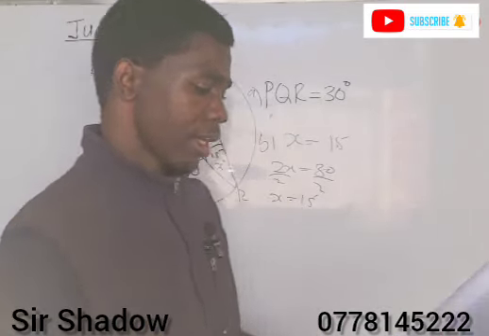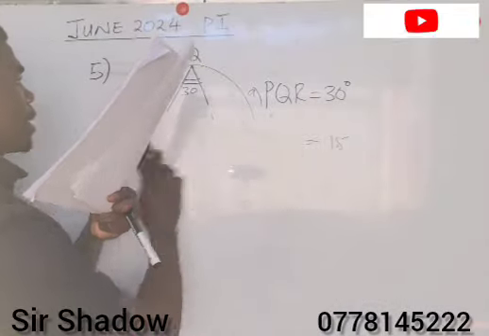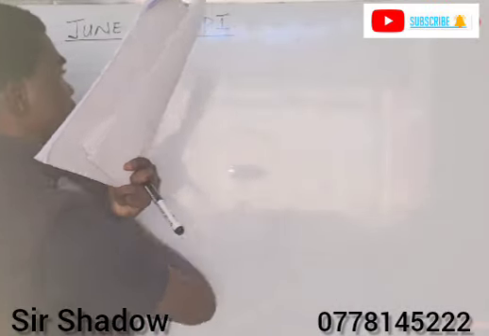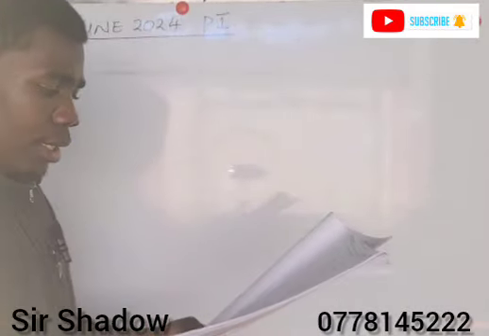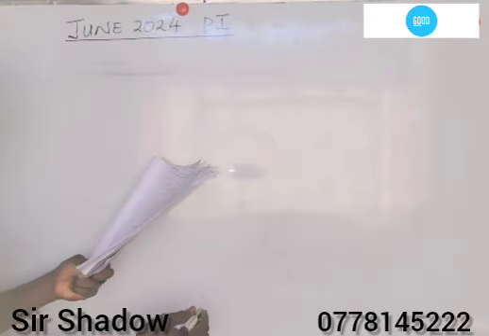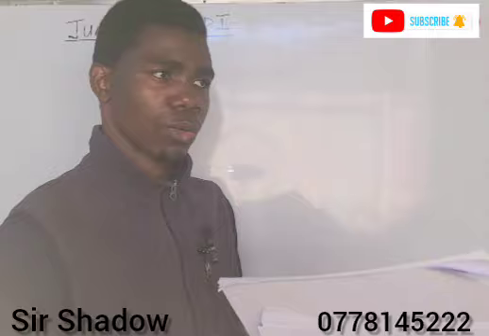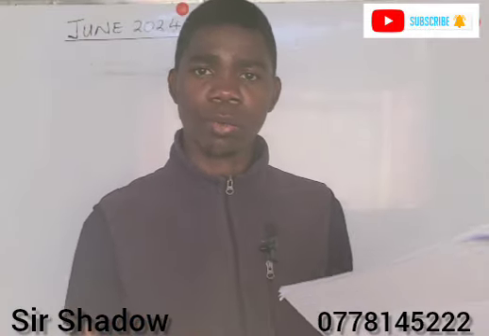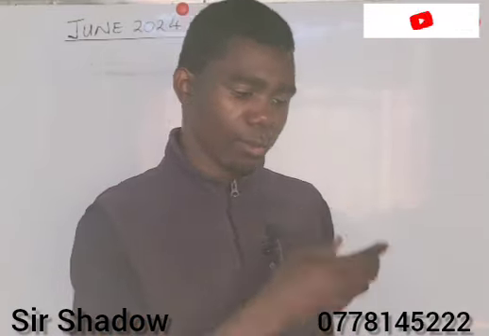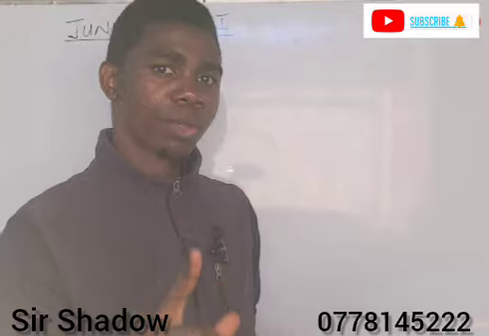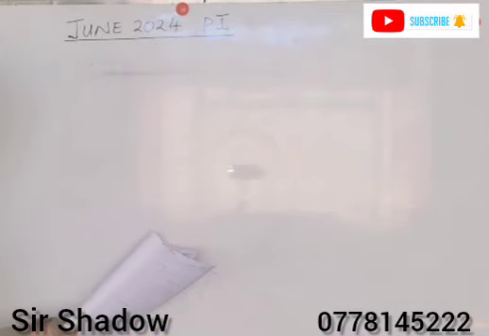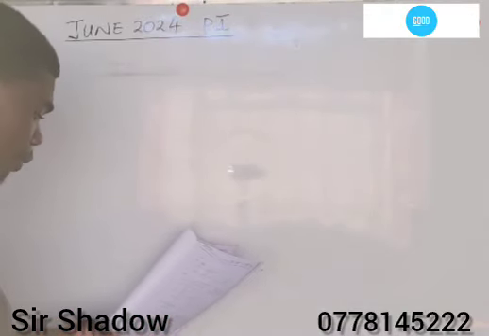Let's move on. Question number 6. Moving on to circle geometry. The question involves solving a simultaneous equation. We have many different methods to solve simultaneous equations, so I'm going to use one method for solving this one.